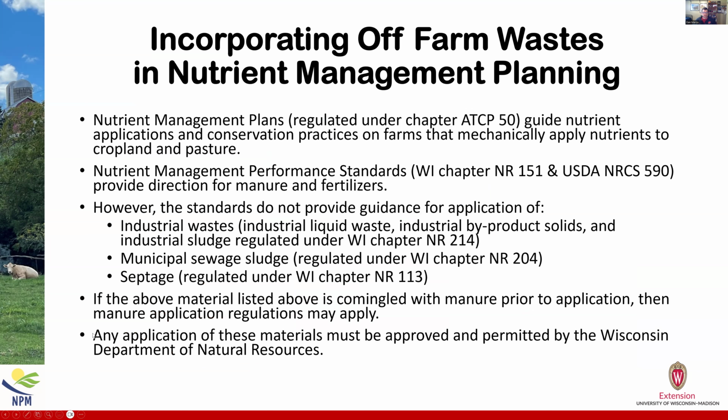Nutrient management plans, which are regulated under ATCP 50, guide nutrient applications and conservation practices on farms that mechanically apply nutrients to cropland and pasture. We use the performance standards NR 151 and NRCS 590 to provide direction for those manure and fertilizer applications. However, these standards do not provide guidance for the application of industrial waste, municipal sewage sludges, or septage unless they are commingled with manure prior to application.